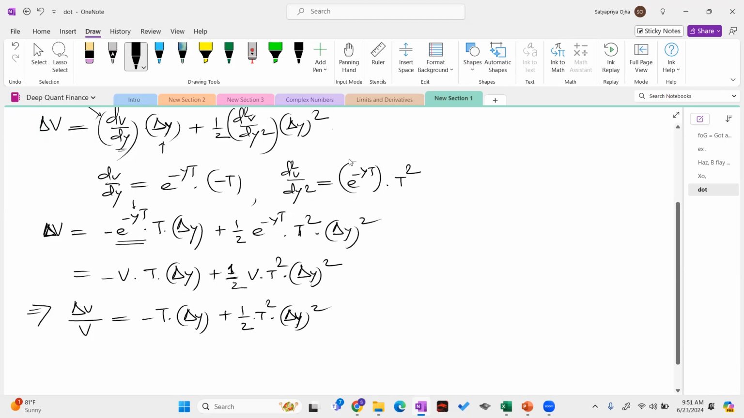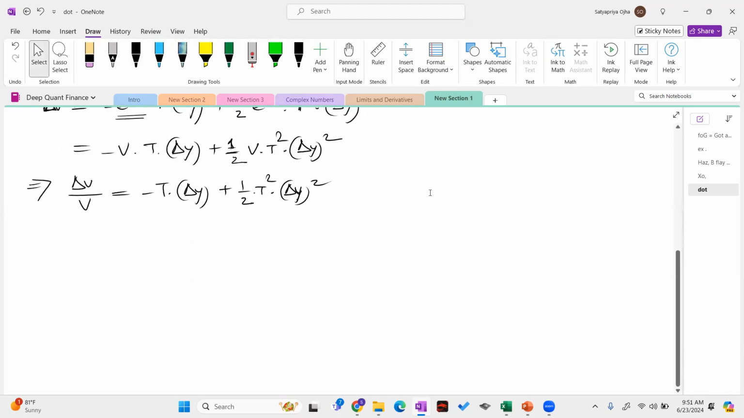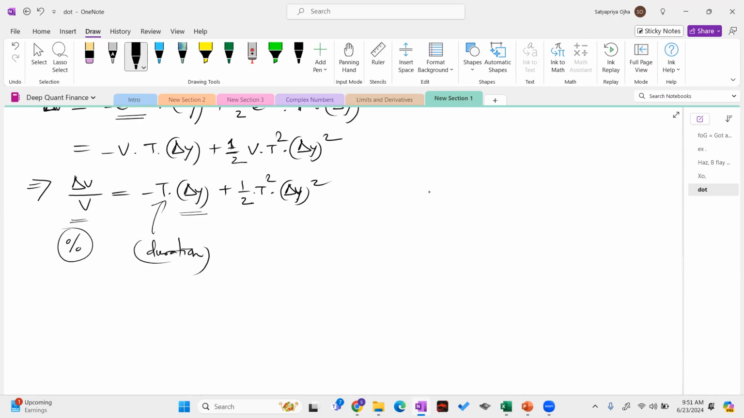Okay, this is neat. Now, those who are familiar with bond pricing a little bit, I'm pretty sure all of you are a little bit. On the left hand side, we have the percentage change in bond price, because it is change in value of the bond divided by original v. That percentage change is given by a linear term which is multiplied by t. This is called duration. To be more specific, this is actually modified duration.